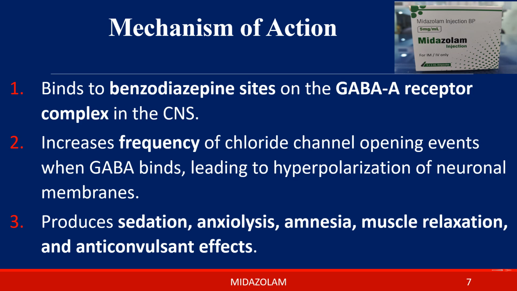Mechanism of action of midazolam. 1. Binds to benzodiazepine sites on the GABA receptor complex in the CNS, means midazolam attaches to specific spots on GABA receptors in the brain and spinal cord. 2. Increases frequency of chloride channel opening events when GABA binds, leading to hyperpolarization of neuronal membranes, means when GABA attaches, midazolam helps open channels more often, making neurons less likely to fire. 3. Produces sedation, anxiolysis, amnesia, muscle relaxation, and anticonvulsant effects. So these are the effects midazolam has because of how it works on GABA-A receptors.